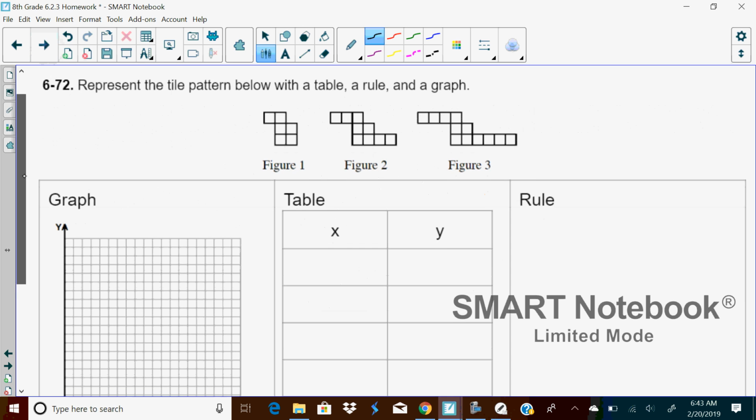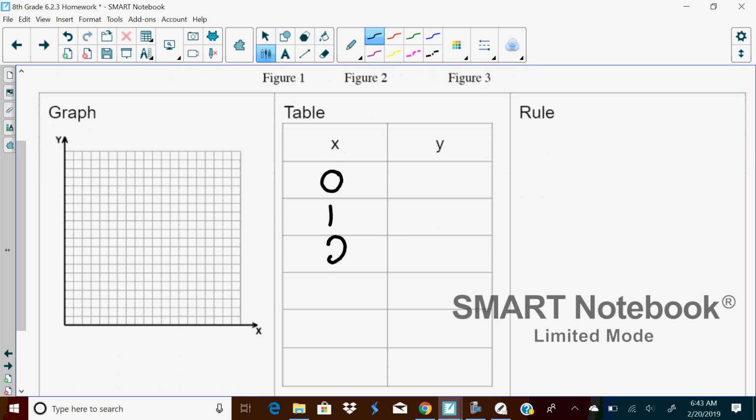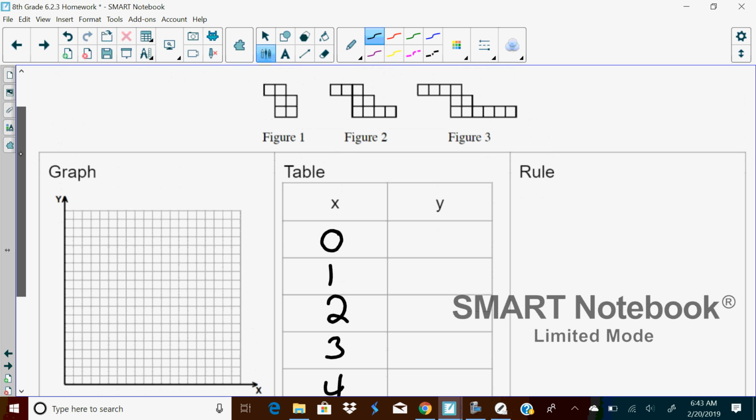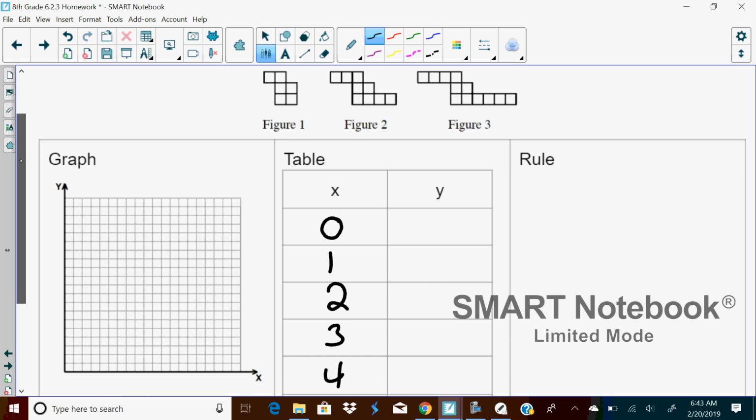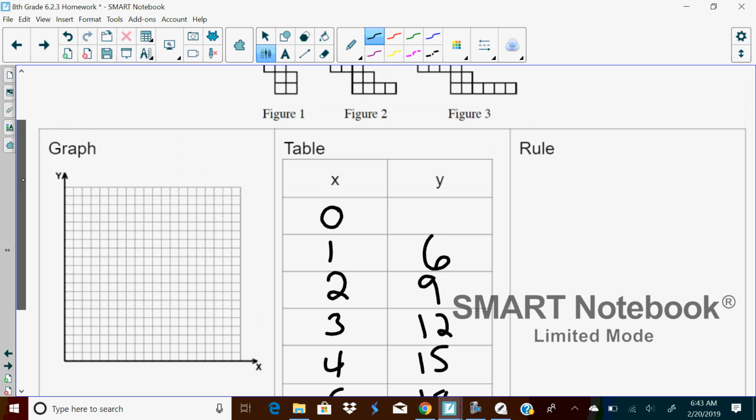72, represent the tile pattern below with a table, a rule, and a graph. So I'm going to start my table first because I think it's easier to have a table to get the rule and the graph. So I know figure 1 has 6 in it. Figure 2 has 9, 12, 15, and 18. So I know I'm going up by 3 each time.